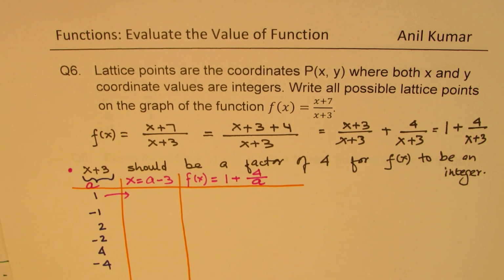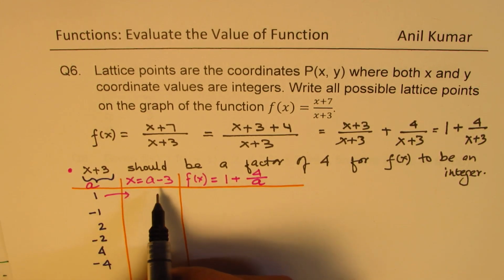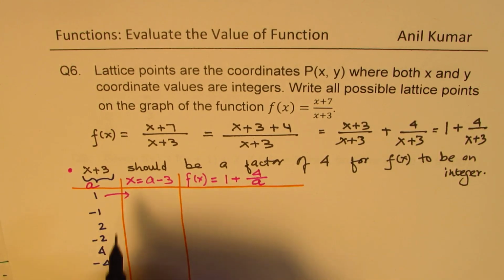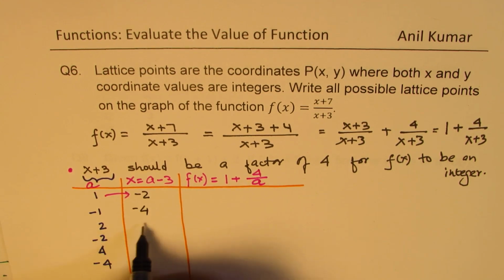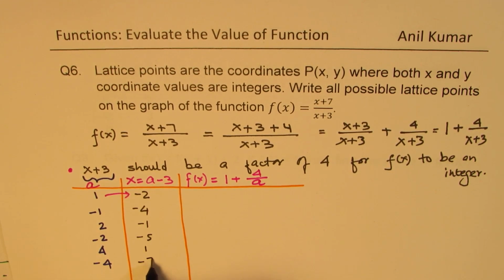So let's calculate. So let's make this column first. We have to just take away 3 from these values. Taking away 3 gives you minus 2 here, minus 4, minus 1, minus 5, 1, and minus 7. So those are the x values.